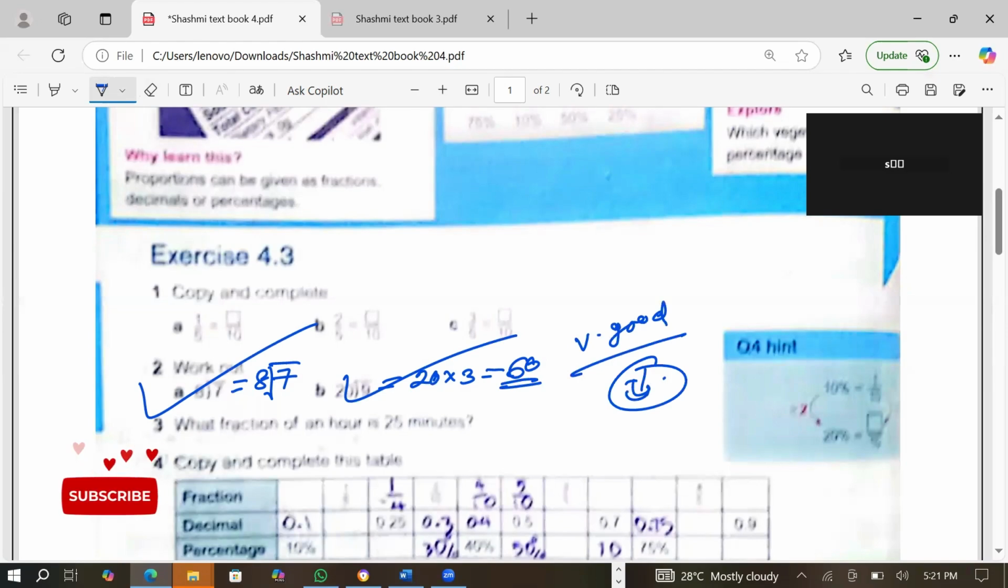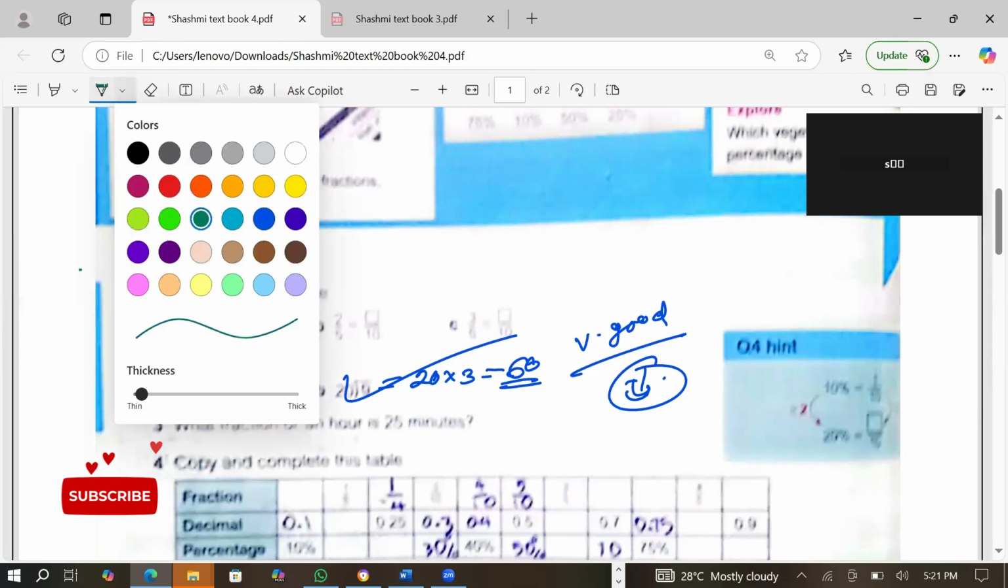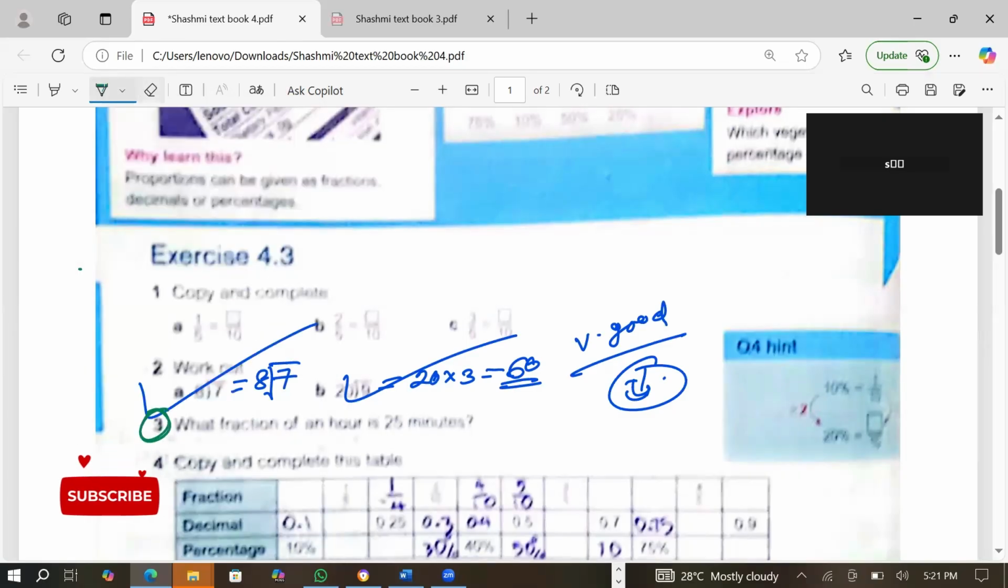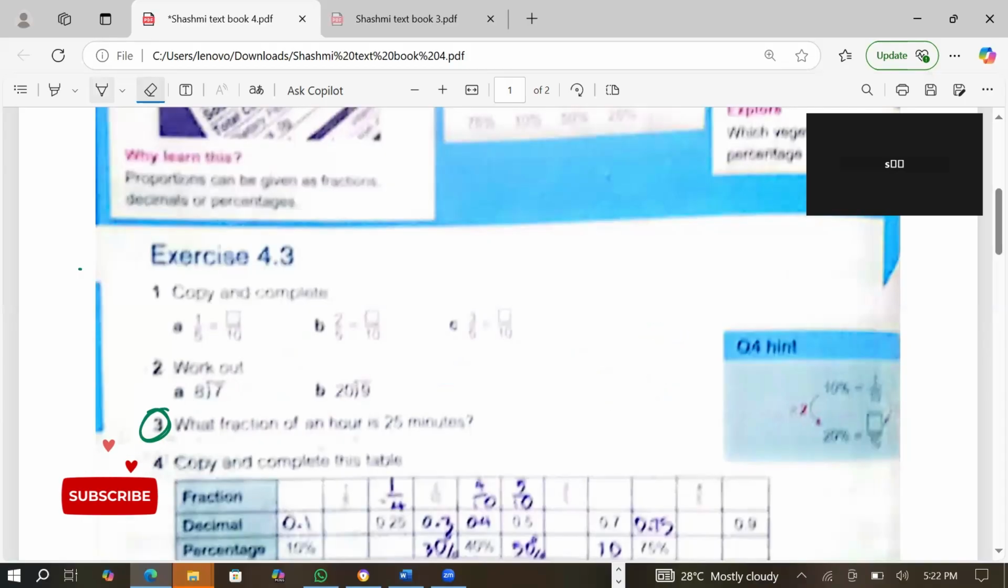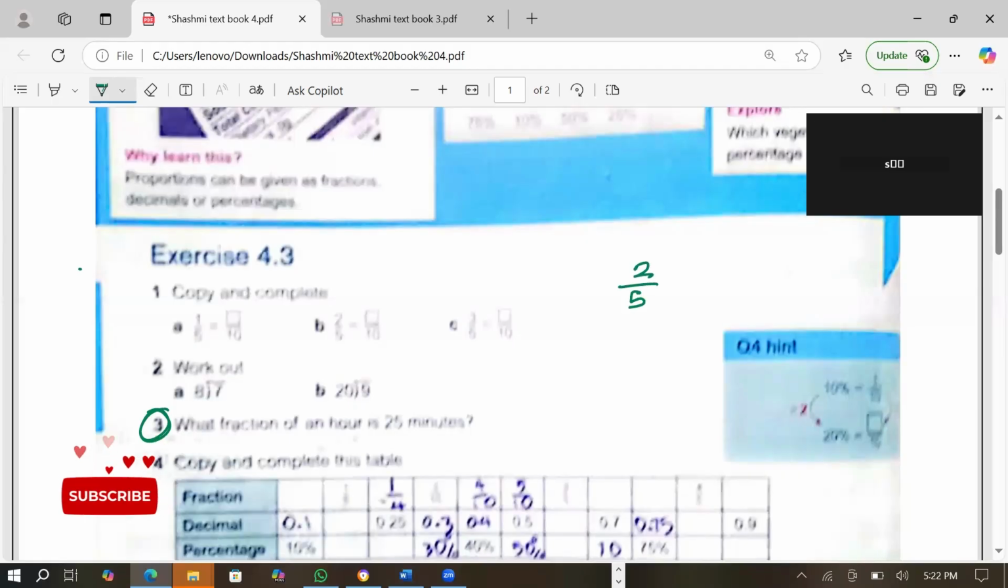Okay. Then read the third question to yourself and explain to me what we are supposed to do. What fraction of an hour is 25 minutes? What will be the answer? 2.5. Why 2.5? We are supposed to write the fraction. It's a decimal, right? Two over 5. 2 over 5. What's the logic behind that?